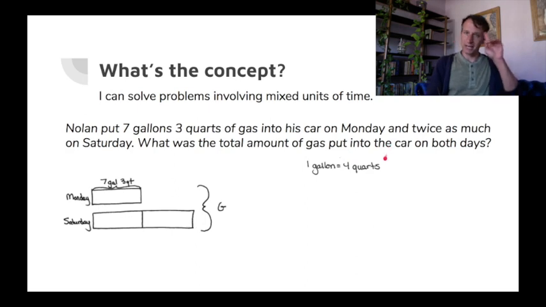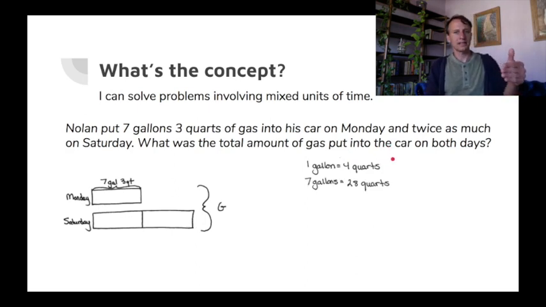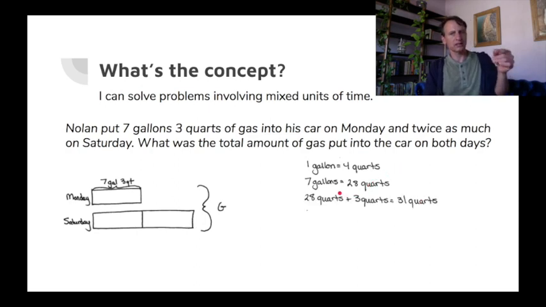So, keeping in mind that a gallon has 4 quarts in it, 7 gallons then would be 28 quarts. All right, 7 times 4 is 28. And then 28 quarts and 3 quarts. I'm looking at Monday here, right? So that's 28 quarts and that's 3 quarts, total of 31 quarts.